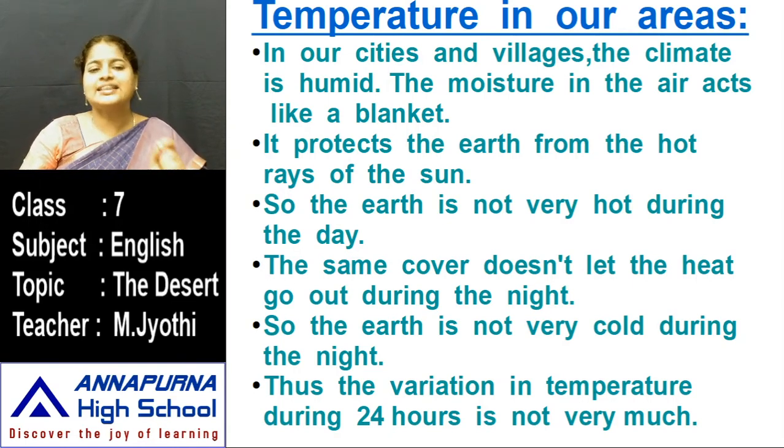So in our cities and villages the climate is humid. The moisture acts as a blanket. It protects the earth from the hot rays of the sun. So that's why the earth is not very hot during the daytime and not very cold during the night time, because the moisture acts as a blanket. So the variation in temperature is not very much. Okay, there will be little change.